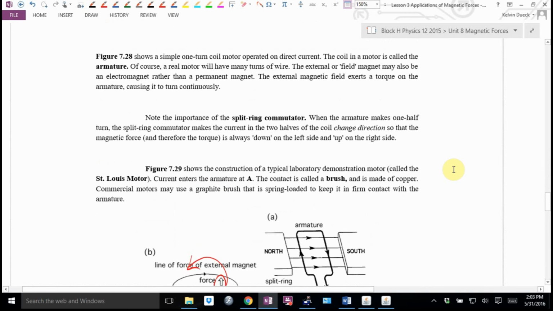So, read along with me. This shows you a simple one-turn coil. Oh, by the way, what we actually do is instead of an armature, we make this a solenoid and this a solenoid. So now you've got really strong magnetic forces going through this. Okay? I think this is the start of, I got to look this up, the Tesla motor, I think.